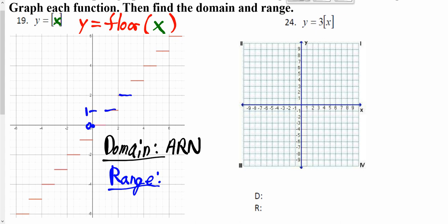Here you're getting out a height of 2. Here you're getting out a height of 3. Height of 4. Height of 5. Height of negative 1, height of negative 2, height of negative 3, height of negative 4. Now, you only get out these.